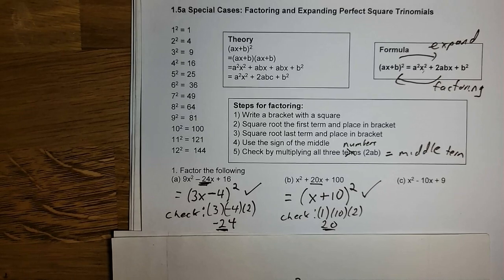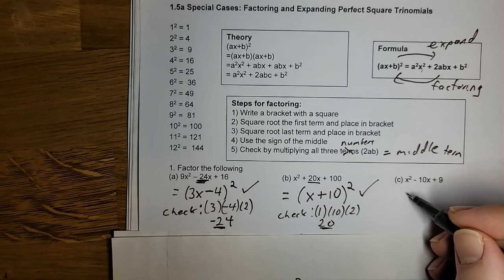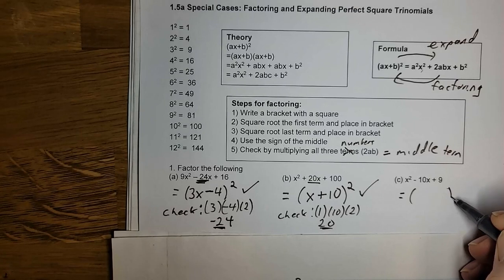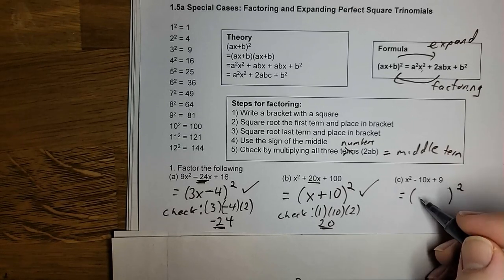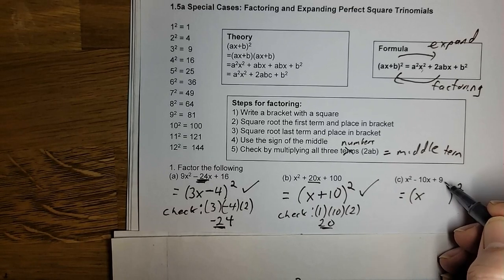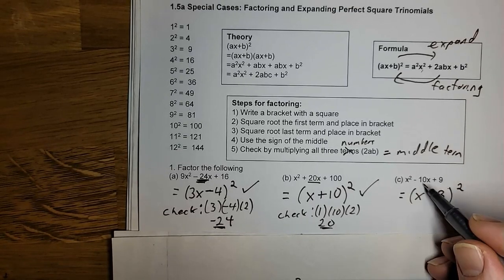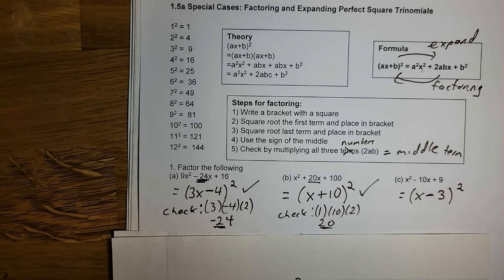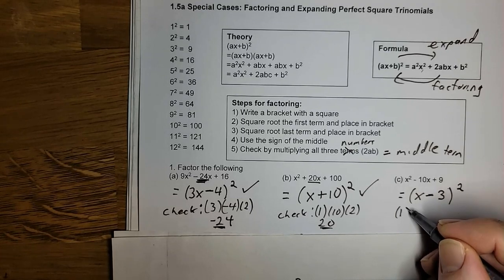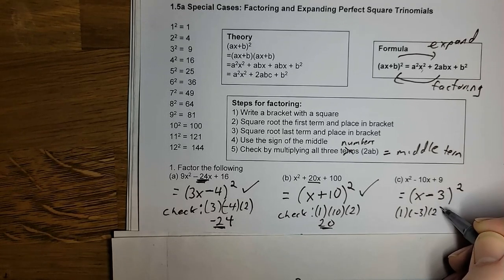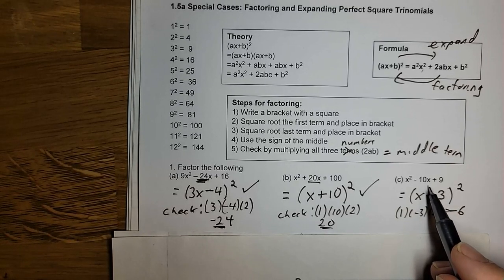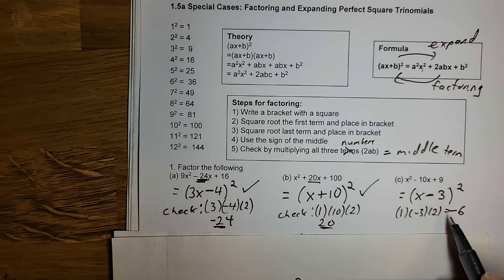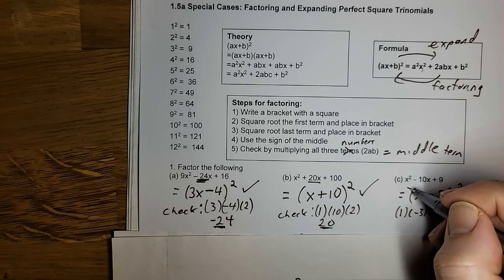Okay, why? Let's try the third one. We're going to do the exact same steps. And I'll show you why. So here you put the bracket and the squared. Square root of the first one's x. Square root of the last one's 3. Sign of the middle, minus. Okay, let's do the check. 1, -3, 2. That's -6. Wait a second, it's -10. If that was -6, it would work. No, this is not correct.